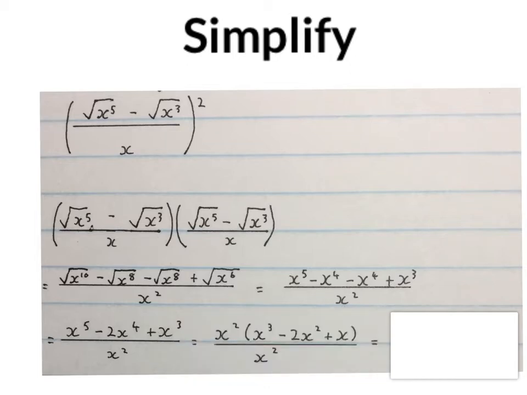Then I will factorize out an x squared at the top here, which will give me this top, and the bottom will stay x squared. Why did I do that? I want to simplify further. X squared times x to the power of 3 will give me x to the power of 5, and so on.